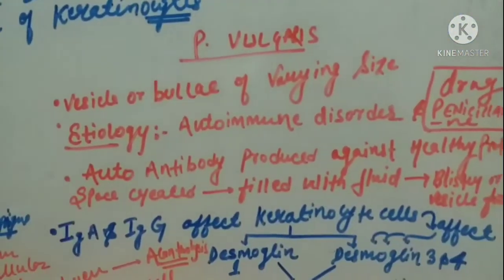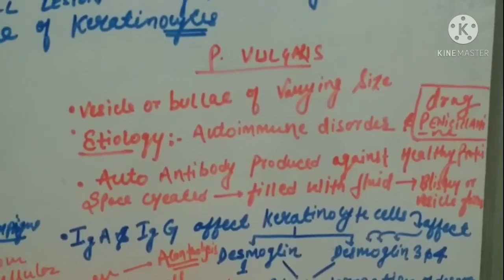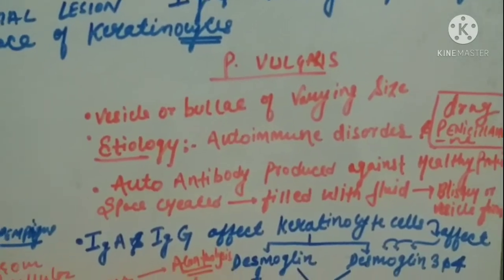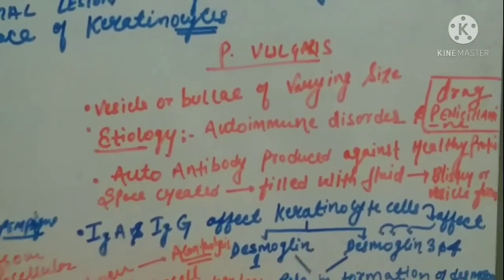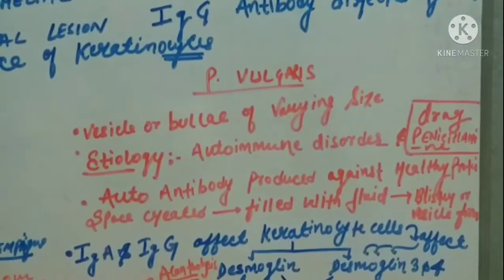Now, pemphigus vulgaris, one of the types of pemphigus, is characterized by vesicles or bullae of different sizes.